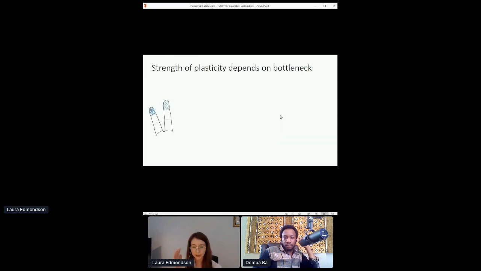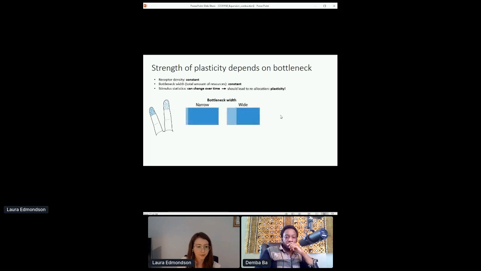So then we decided to think about what our model might suggest about plasticity. So imagine that we have a constant receptor density, so these don't change over time. And our bottleneck width is also constant, so the amount of resources that we have doesn't change. But our stimulus statistics can maybe change over time. So this might lead to a reallocation, or you could see this as plasticity.